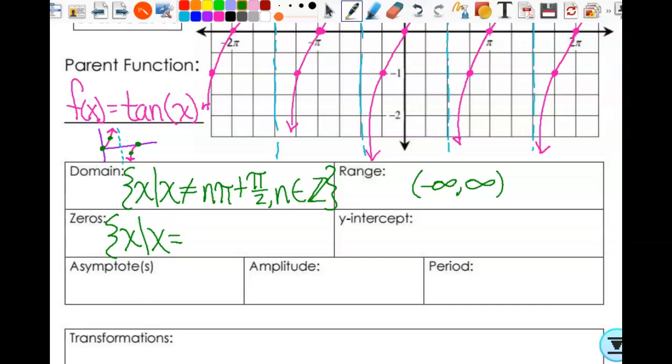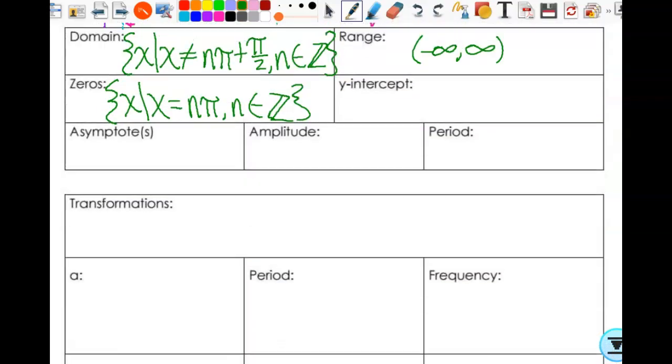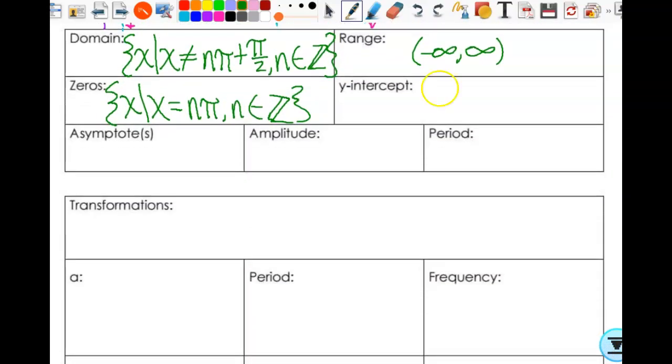And they happen every how often? Every pi. So it's n times pi, and then since 0 is one of them, I don't have to add anything to it, where n is an element of the integers. What's my y-intercept? 0, 0. Sorry, it jumps.